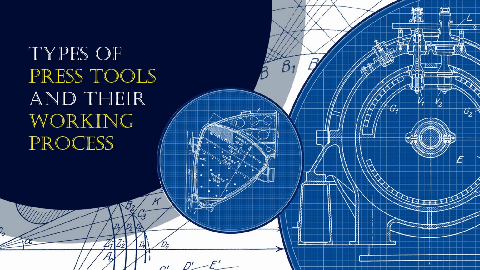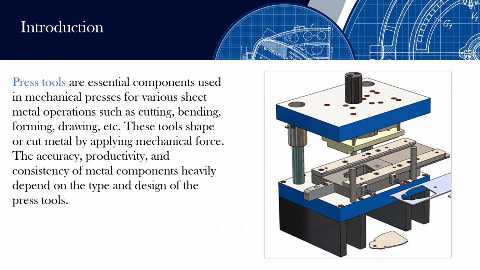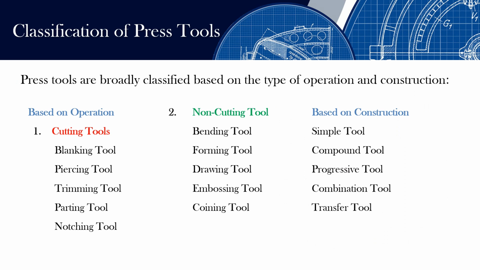Types of press tools and their working process. Introduction. Press tools are essential components used in mechanical presses for various sheet metal operations, such as cutting, bending, forming, drawing, etc. These tools shape or cut metal by applying mechanical force. The accuracy, productivity, and consistency of metal components heavily depend on the type and design of the press tools.